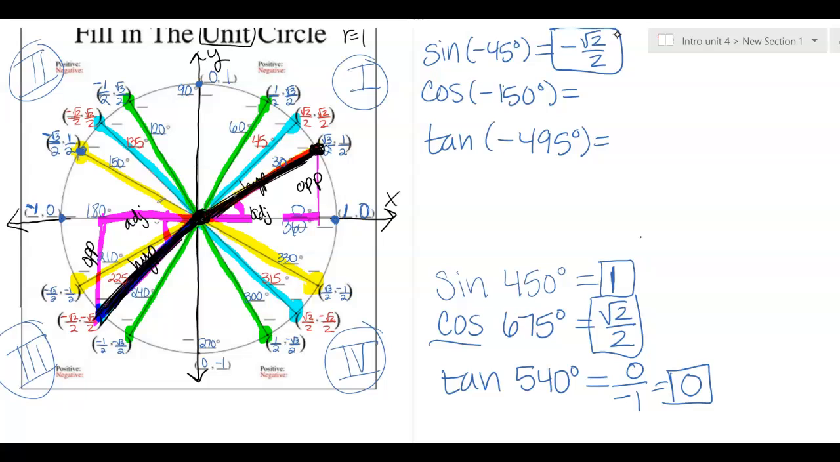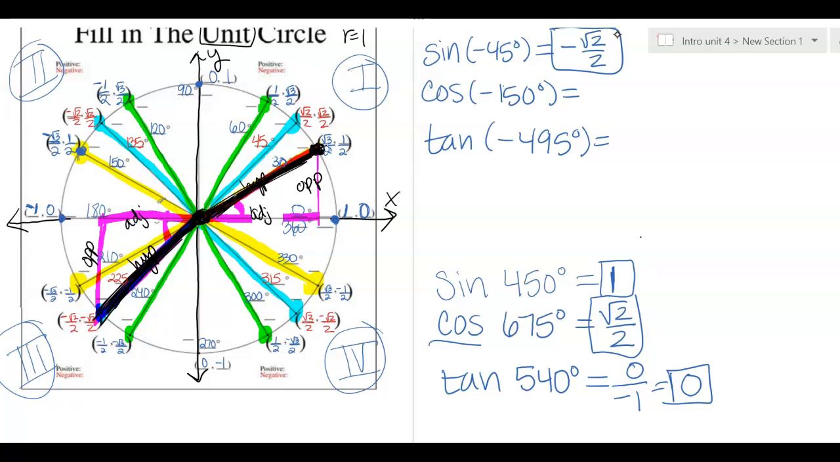So -150 lands in the same spot as 210. If you don't like that, because it does get more confusing after the first quadrant, you could count, okay? What I mean is you either count in 30s or you count in 45s, kind of like when we were measuring for our golf course and we counted the measurements on the ruler in 16ths. We can count around the circle however we want. If it ends in a 5, I'd probably count by 45s. If it ends in a 0, I'd count by 30s, okay?